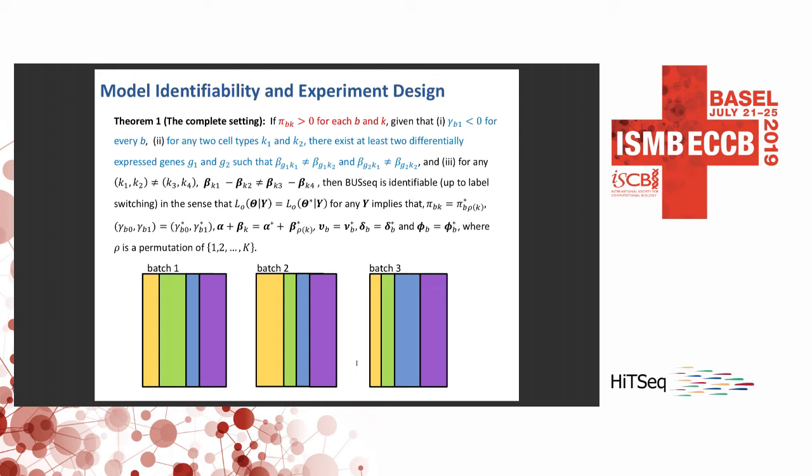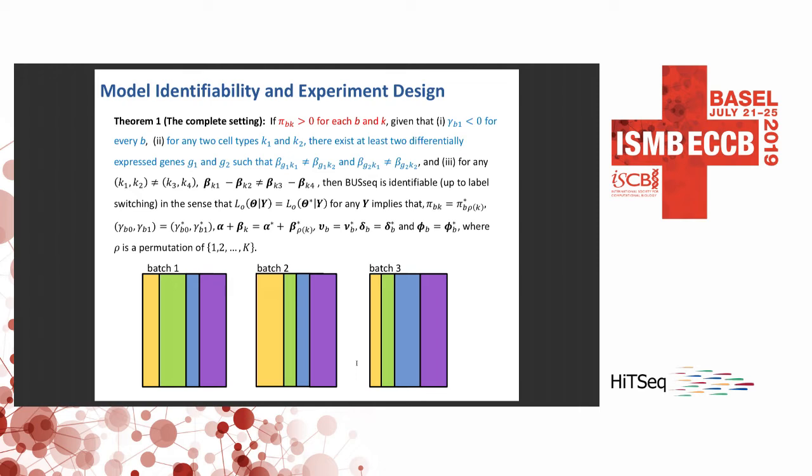So luckily, we can prove, under quite many experimental designs, that our model BuzzSeq is identifiable. First, we prove the simple setting: suppose all the batches contain all the cell types. Then BuzzSeq is identifiable. We can separate the batch effects from the cell type effects under mild conditions.